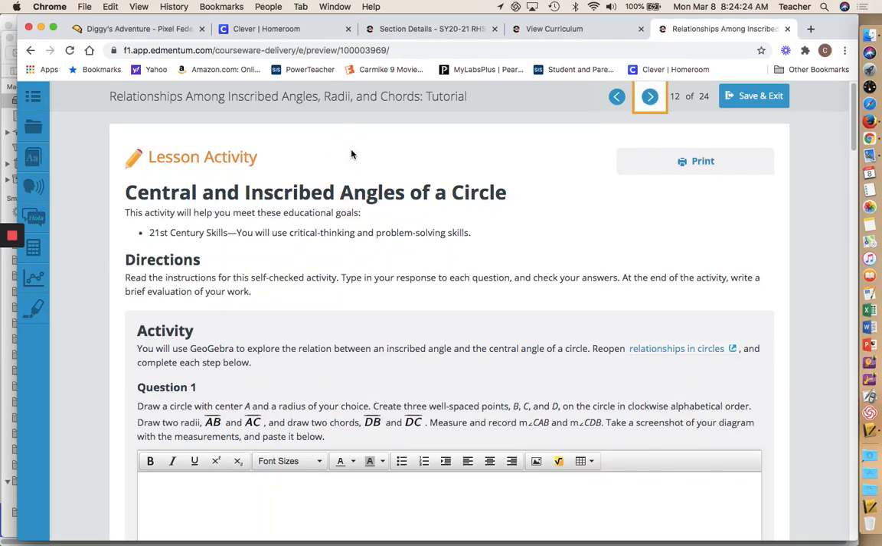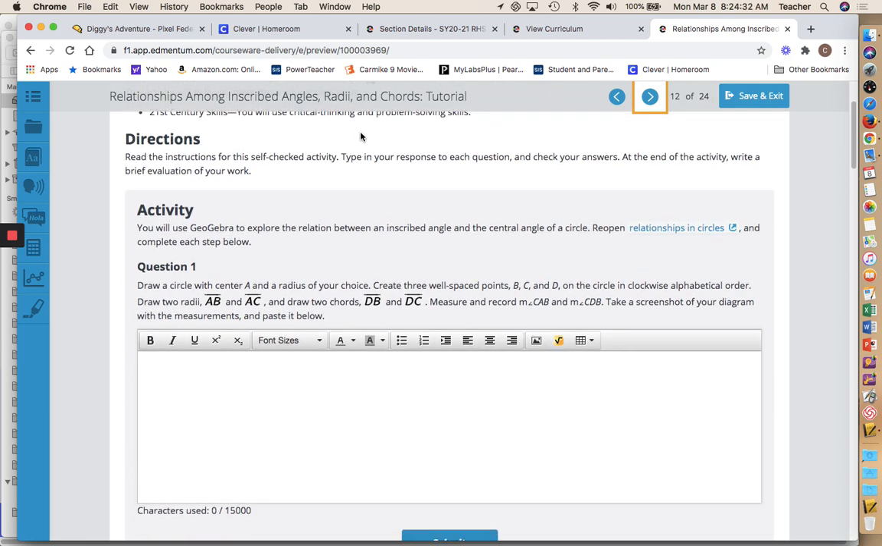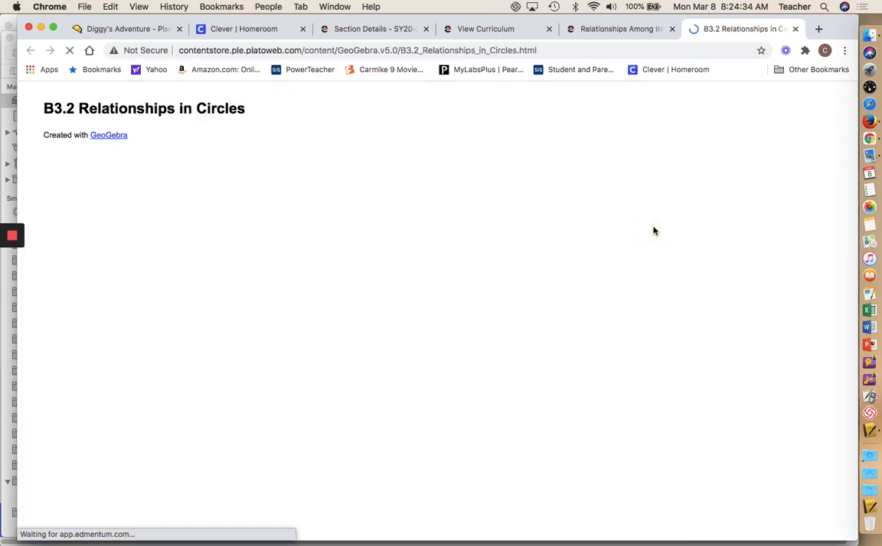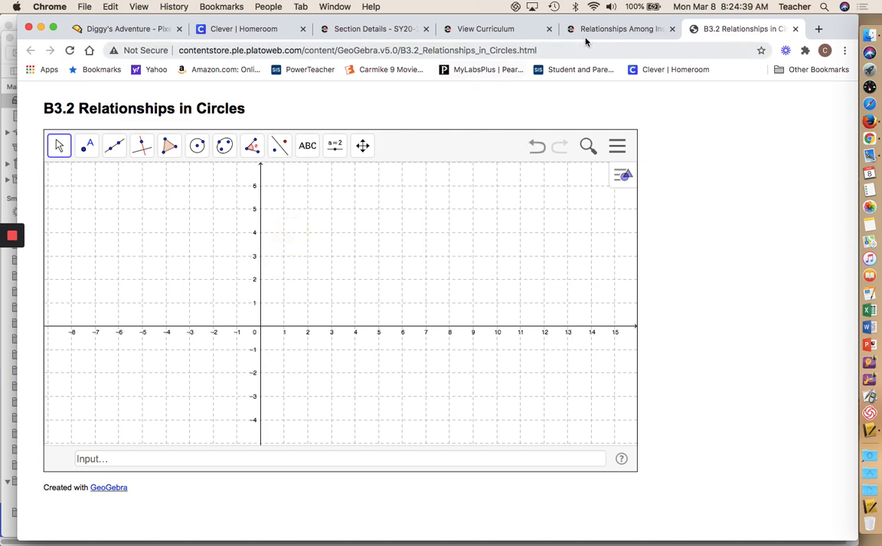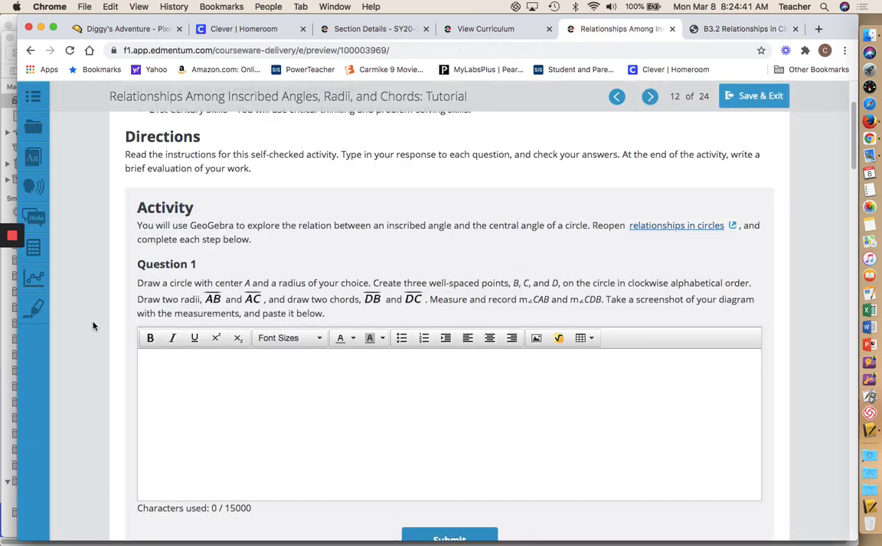Alright, you guys, we are on slide 12, relationships among inscribed angles, radii, and chords. All right, so let's see here. So we have a GeoGebra, so let me open that up. Okay, we've got a blank GeoGebra again, so it looks like we're going to be creating a circle.